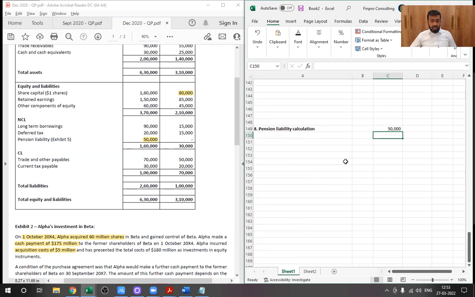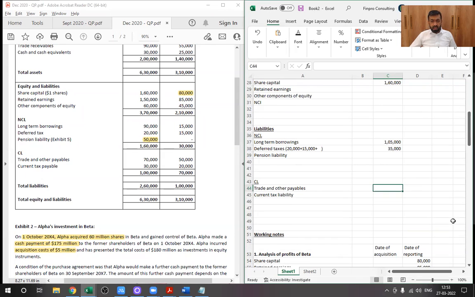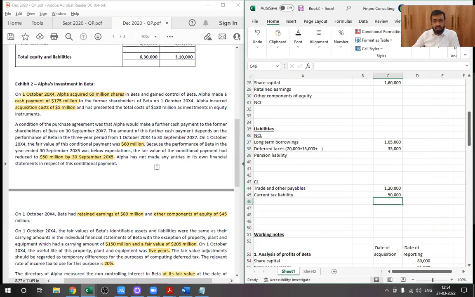Trade and other payables and current tax payable, no adjustments it seems here. You can directly trade and other payables, 70 plus 50. Current tax payable is 30 plus 20, 50,000. You have used entire balance sheet, am I right? Where it was required, wherever it was required, we have posted those amounts. Now start reading the adjustment and start posting it.